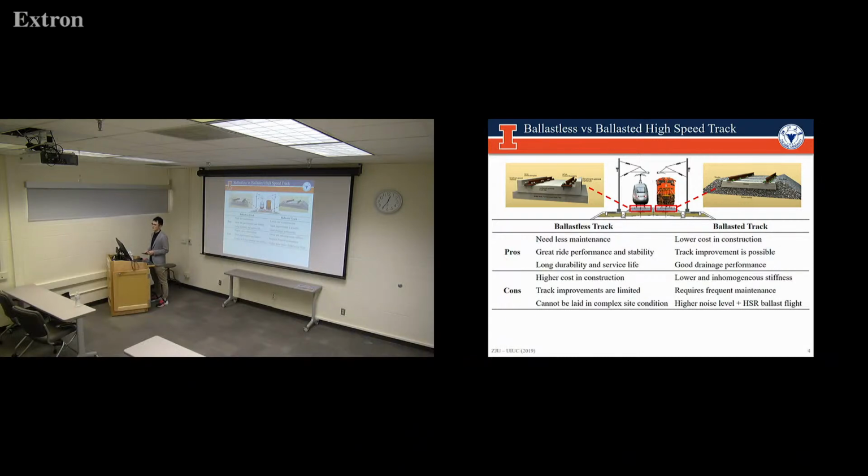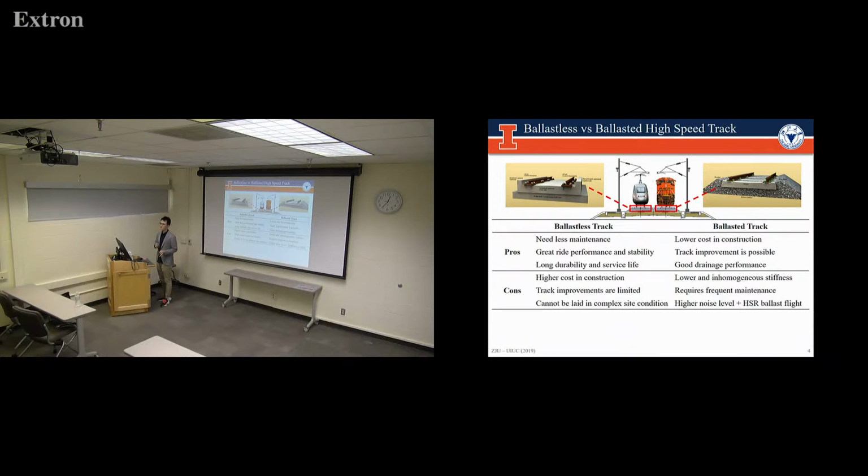On the other hand, the ballasted track has a lower cost in construction, and track improvement is available after the construction. And because we are using unbound aggregate materials, good drainage performance can be obtained. But it also has its own cons compared with the ballastless track. Ballasted track will have a lower and inhomogeneous stiffness, and it will require frequent maintenance on the track. It will also have a higher noise level, and will experience problems of ballast flight when running with high-speed rail.